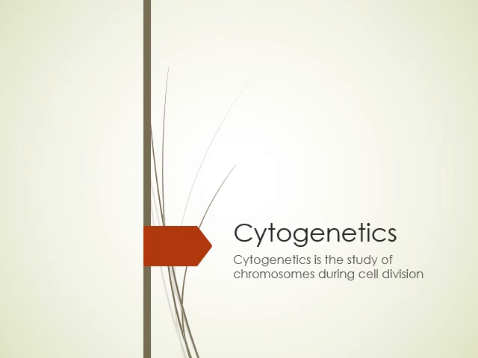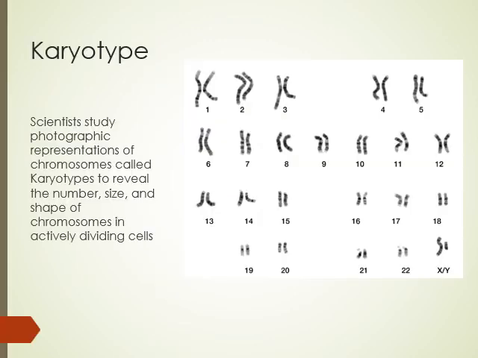Scientists who study this are known as cytogeneticists. They're the ones who look at chromosomes during cell division. And they get some cool images. The images they get are called karyotypes. Now, this is not a picture of the nucleus. This is not what chromosomes do in the nucleus. Literally, when they started doing this, you take a picture of the cell while it's dividing, and you'll be able to see the chromosomes, the individual chromosomes.